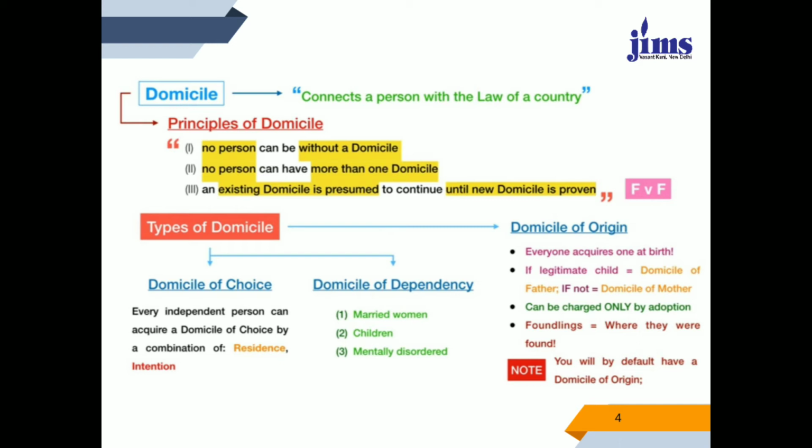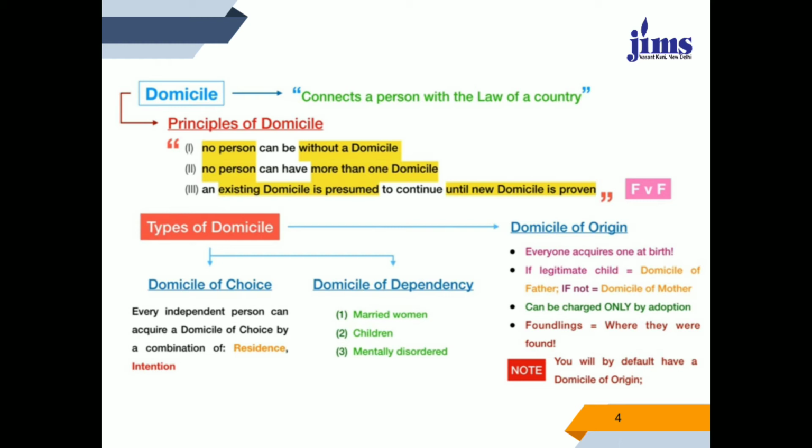Now, the domicile can be changed only by adoption. If an adoptive parent adopts a child, then the domicile of that parent will be the child's domicile. Where a person is found in an orphanage and has no father or mother, by default he or she will get the domicile of the place where he or she was found. So you will by default have a domicile of origin.